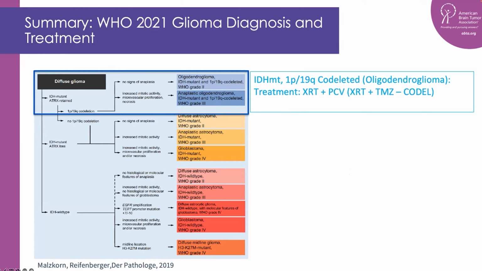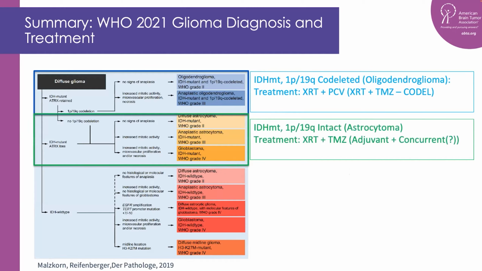I'm just going to go over the major classes. And again, I think David Lewis talked about this in high-grade gliomas and low-grade gliomas. On this slide, we have oligodendrogliomas, which are really defined by two key molecular alterations: a mutation in a gene called IDH, and an alteration in chromosomes called 1p19q co-deletion. The treatment there is either radiation and PCV or radiation and temozolomide, typically at diagnosis.